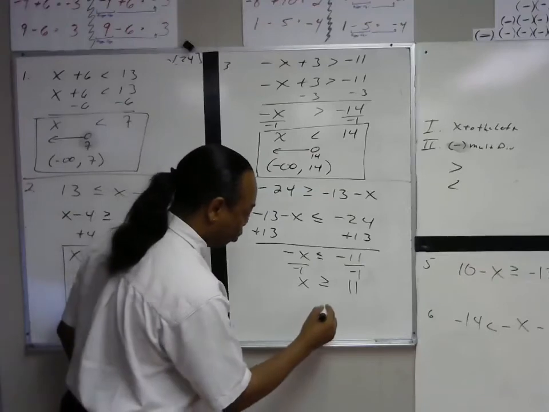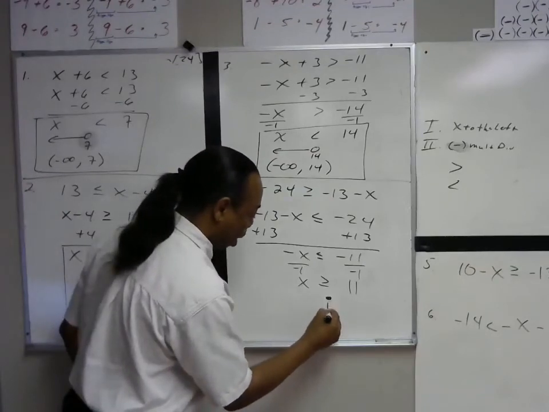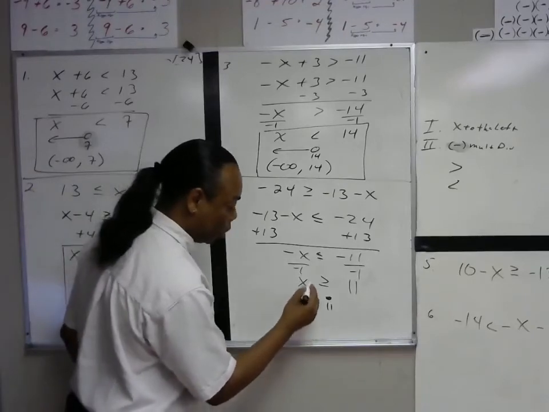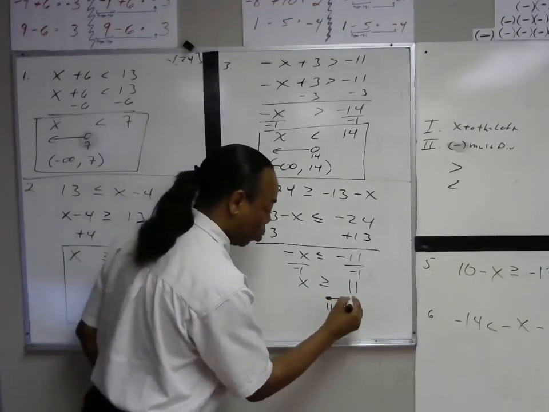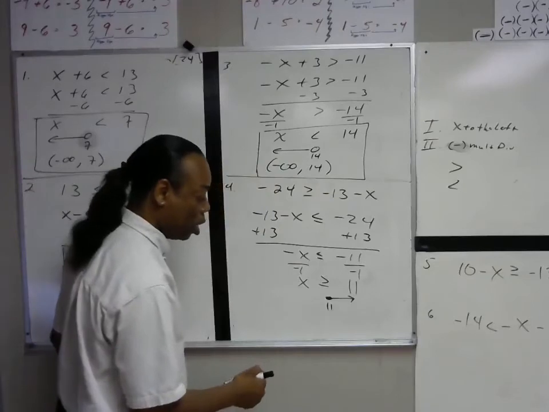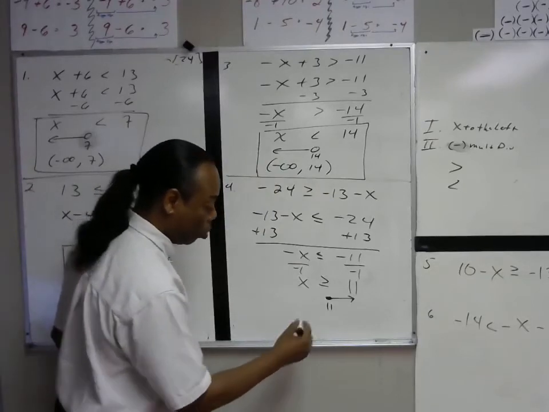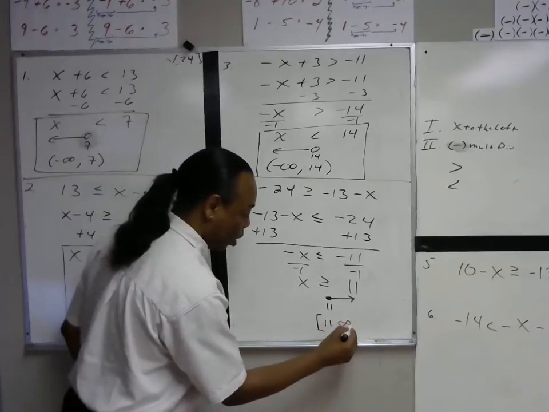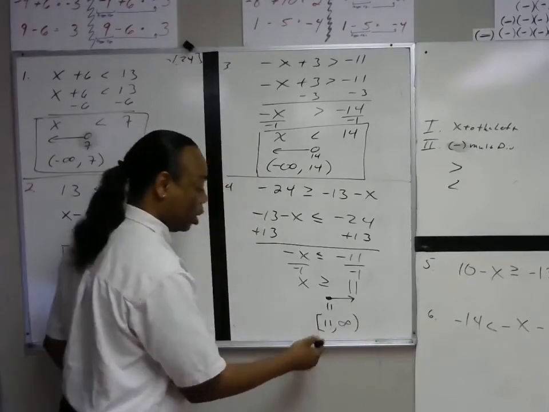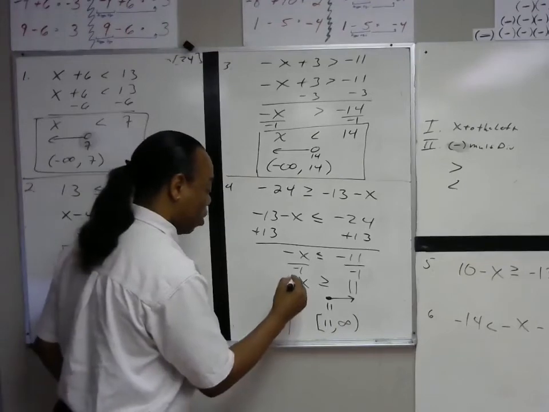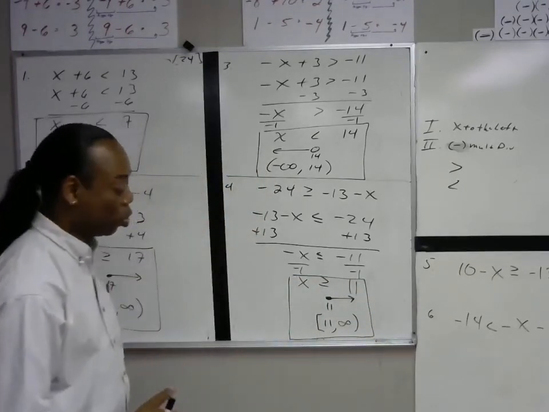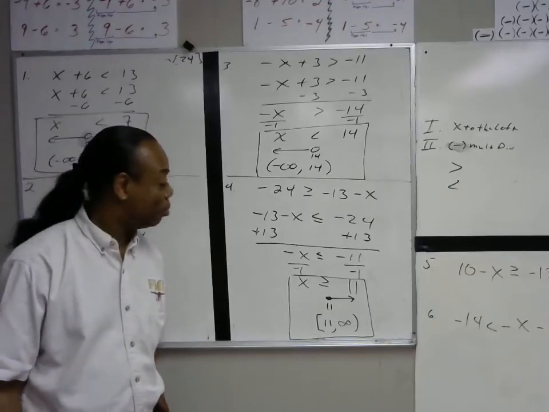The graph of this will be a closed circle at 11 on the number line. And since this is greater, this will go to the right. Okay. Now the interval notation for this will be a bracket at 11 and then positive infinity on the right side. And that's how you get all three types of solutions or notations for the answer.